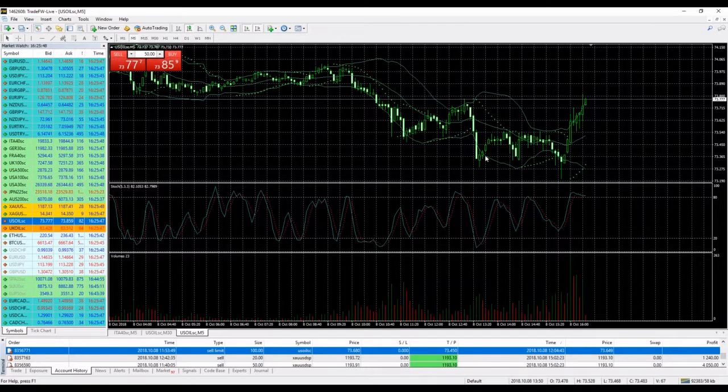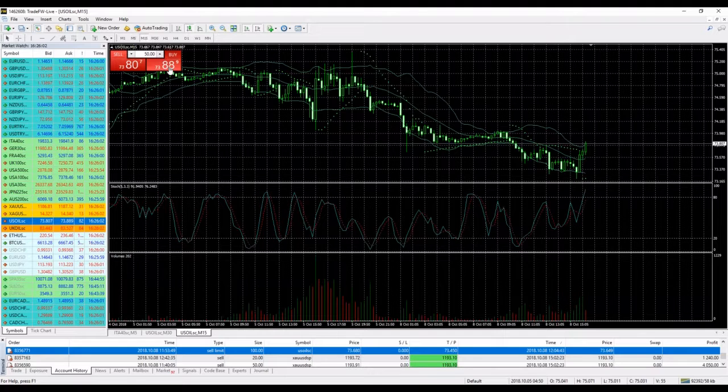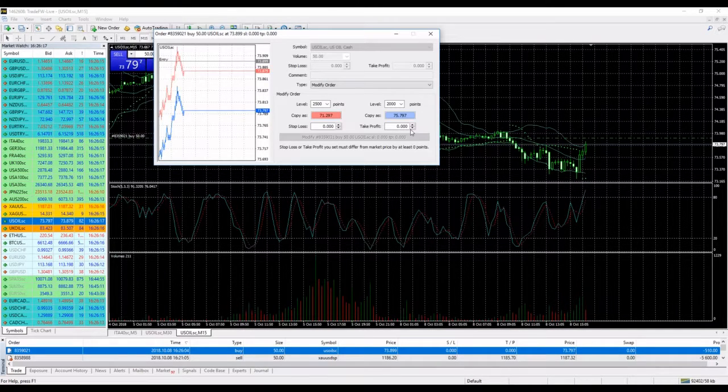We have here, you see this support level of oil, this level. So now it's a good time to enter long. Let me see. Guys, I will go long on oil. I just opened a long position on oil, guys. And my take profit on oil will be at 73.990. 990 is my take profit.